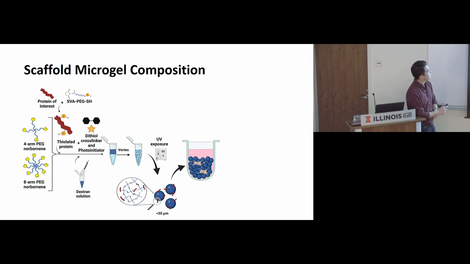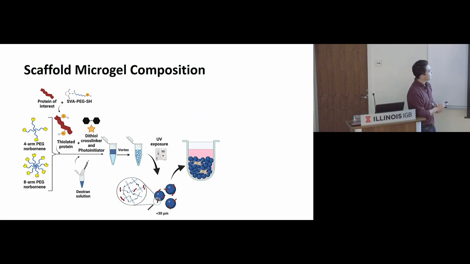The differences are that now I'm using PEG norbornene. So this is the step growth PEG functionalization. I didn't use it before because it was step growth. So first what you do is you link your proteins of interest with a thiol by using this SVA PEG thiol. It has an NHS ester. So the NHS ester will react with any free lysines on the protein, and then you'll end up with free thiols.